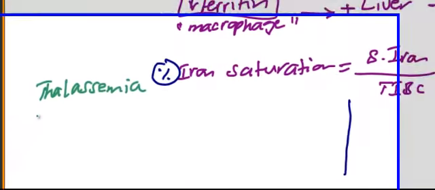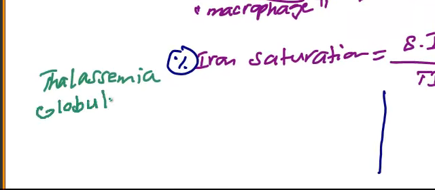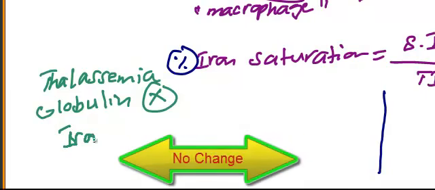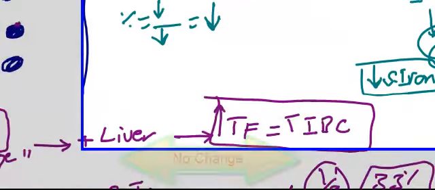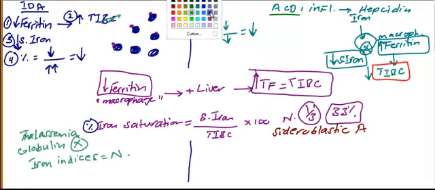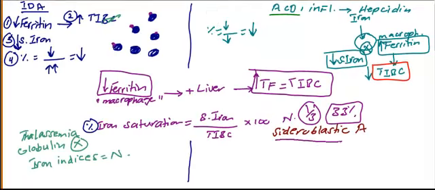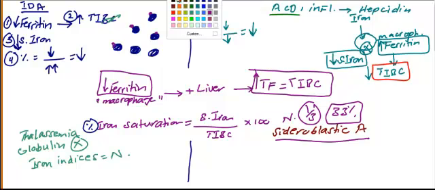Basically, in thalassemia you have a globin problem. You don't have any heme problem. So here all iron indices are normal. That's it. So I finished now with thalassemia. All iron indices in thalassemia are normal because your problem is in globin, not in the heme. Okay. How about sideroblastic anemia?